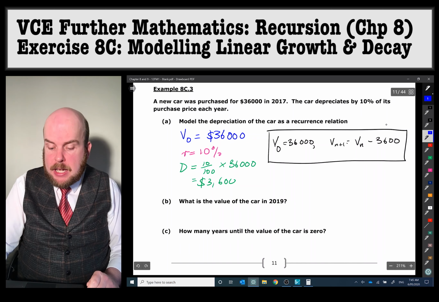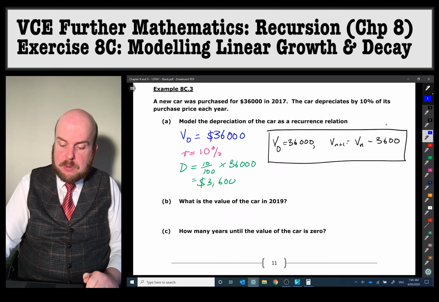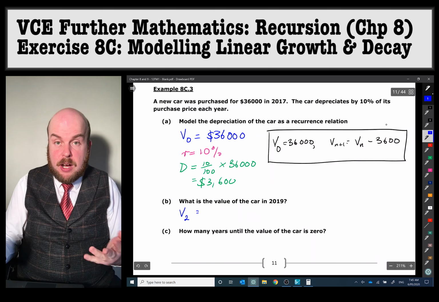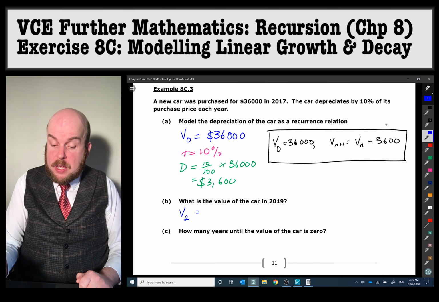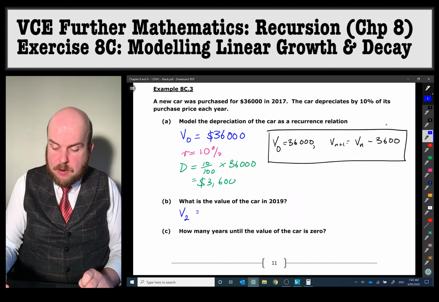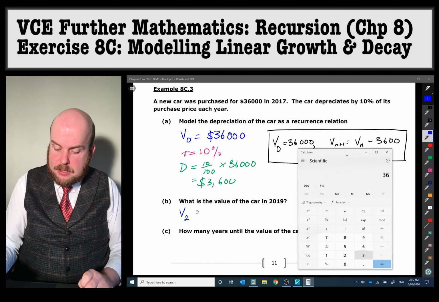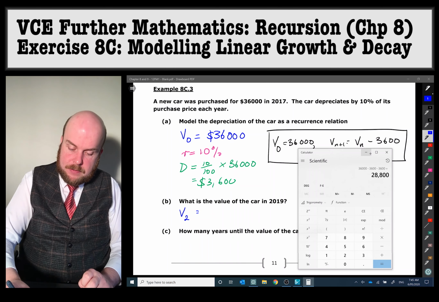B, what is the value of the car in 2019? In 2019, that is 2 years later. So this would be V2. Now you could do one of two things. You could set it up as a recurrence relation in your CAS, or you could just take away 3,600 from that initial 36,000. So 36,000, we minus 3,600, so that's 2018, and then we minus 3,600 again, and that gets me 28,800.